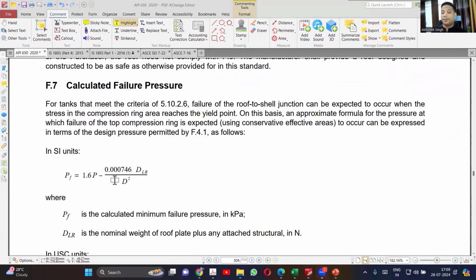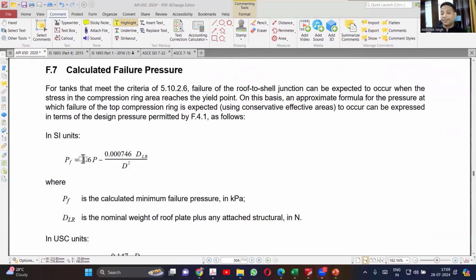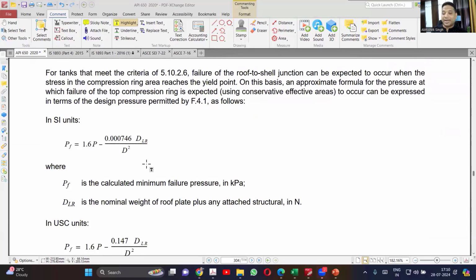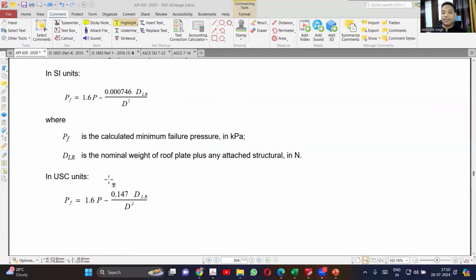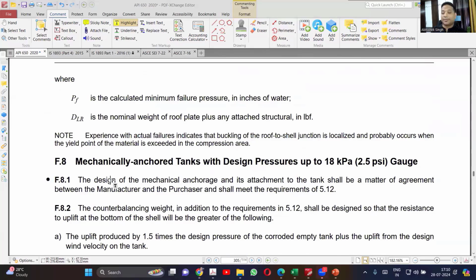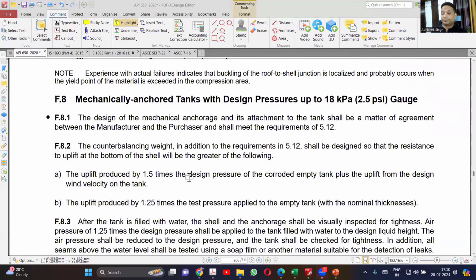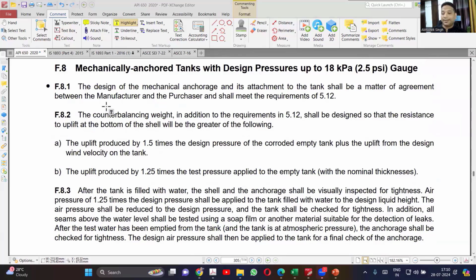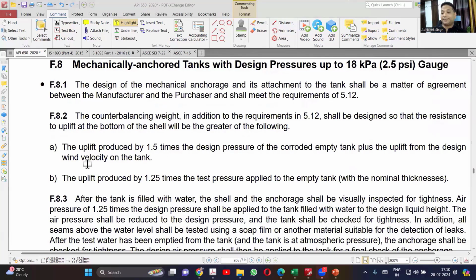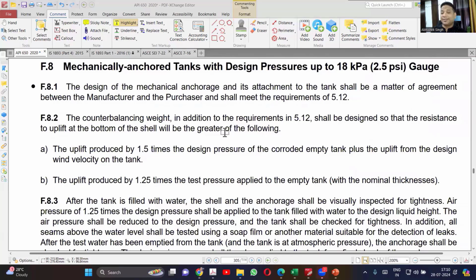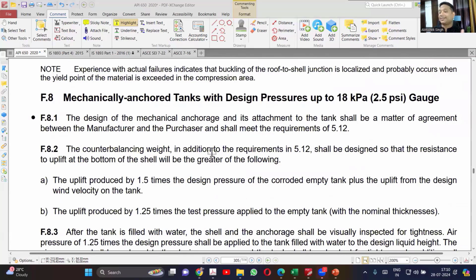Okay. Now, if the pressure is exceeding to even shell and roof, then this is what we'll be doing as an additional calculation, PF, failure pressure. Okay, that you have to calculate. And then after calculating failure pressure, you'll be calculating some uplifting. Okay. You'll see whether because of pressure, the tank is getting uplifted. Okay. Now you'll see that how because of pressure that will be uplifting.